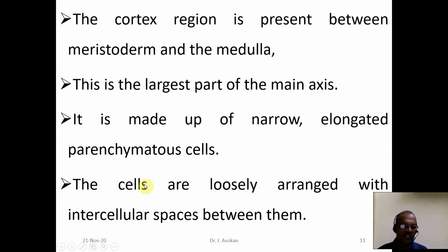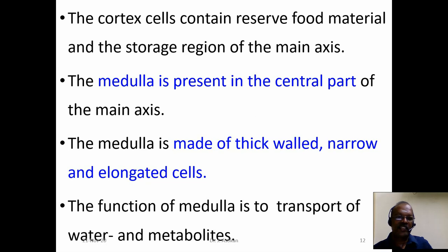This is the cortical cells. So cortex is present between meristoderm and medulla. It is the largest part of the main axis. It is made of narrow, elongated parenchyma cells. It is loosely arranged and has intercellular space. The cortical cells contain reserve food material and form the storage region of the main axis. சேமிப்பு பொருட்களை சேமித்து வைக்கக்கூடியது. அதனால் இது சேமிப்பு பகுதியாகவும் செயல்படுகிறது.